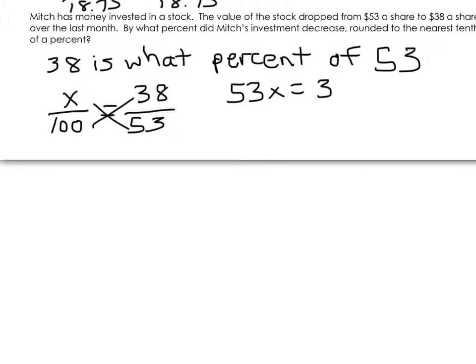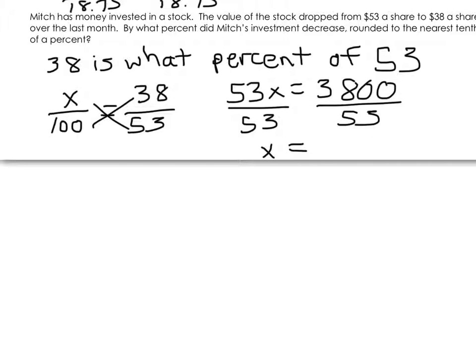53x equals 3800, we divide by 53, and we get x equals 3800 divided by 53, to the nearest tenth of a percent, is 71.7%. But that's not really what the question is. The question is, by what percent did the investment decrease? Well, it started off as 53 and then it went down to 38.